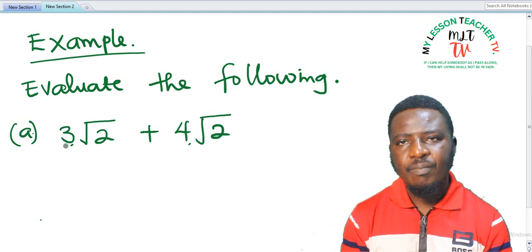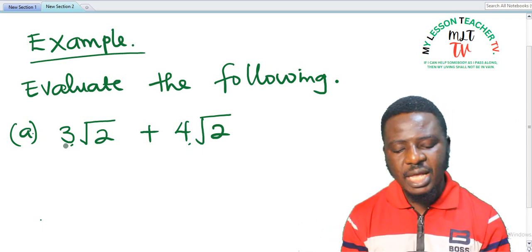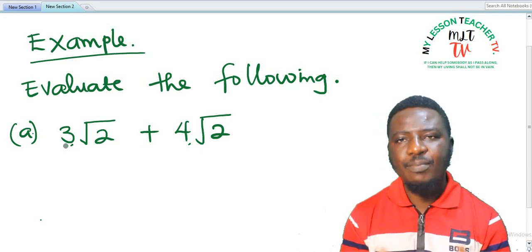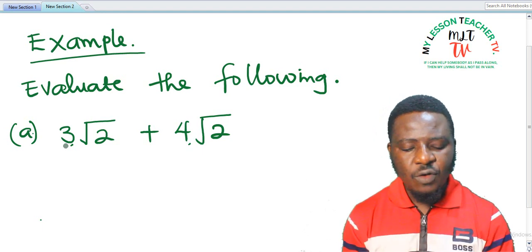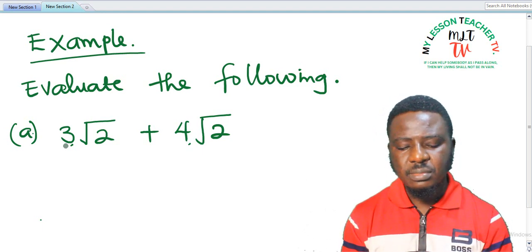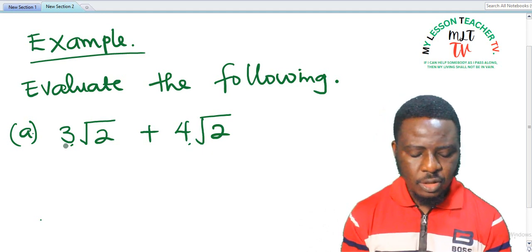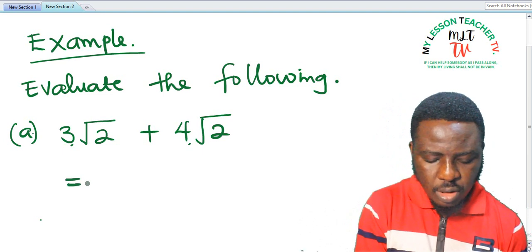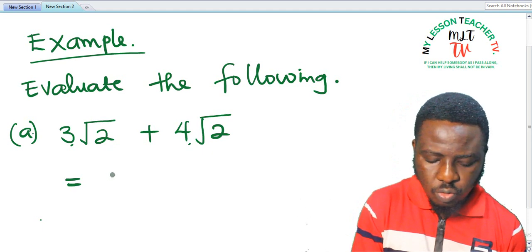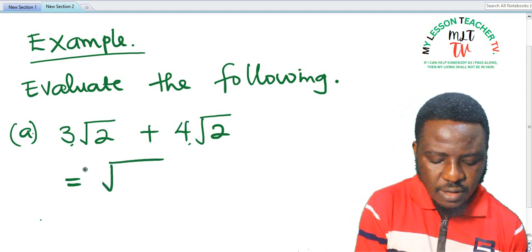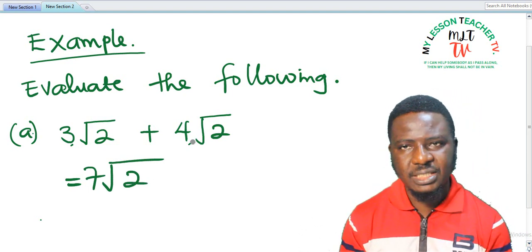For this example, they are both in their basic surd forms, so it will be very simple for me to add them. Also, you can take root 2 to be x. The same thing as saying 3x plus 4x. Or take them to be apples: 3 apples plus 4 apples. They are similar, so you can add them together. But if one happens to be x and the other y, you can't add them together because they are not similar. So 3 root 2 plus 4 root 2 is equal to 7 root 2, for 3 plus 4 is 7.